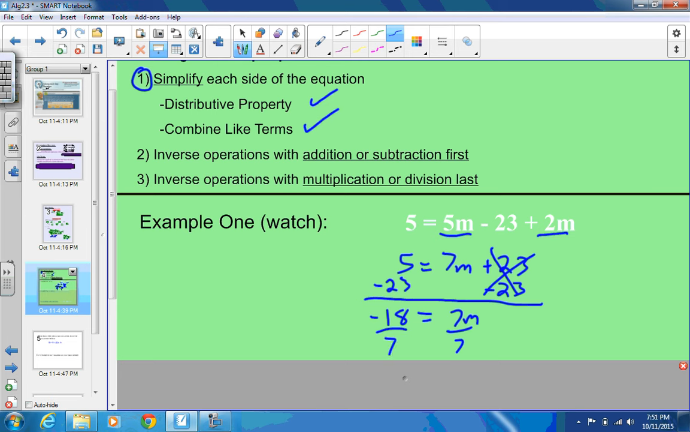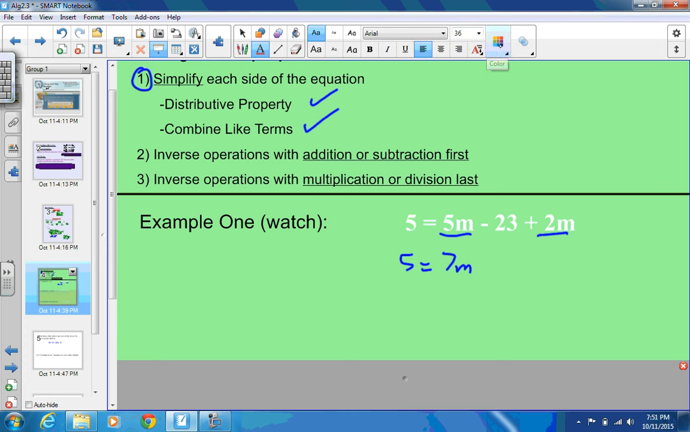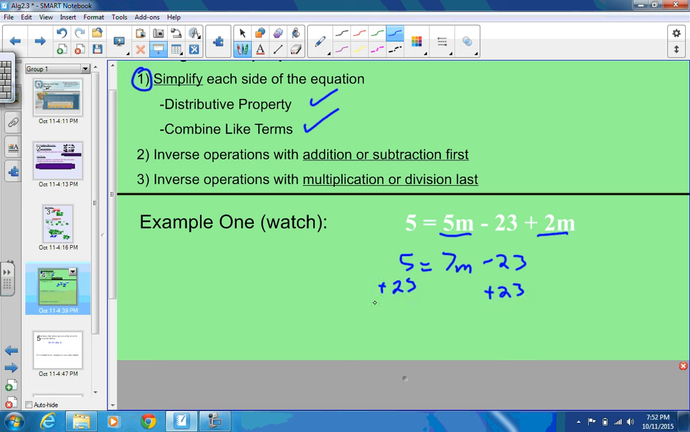Oh, I know what I did wrong. Hopefully you caught my mistake. I'm going to erase all that, because guess what? I wrote this wrong. You've got to be careful. You might have noticed that I had ended up with something weird there. It would have been a weird fraction, but this is a minus 23 here. So that's what I did wrong. So I'd actually have to add 23 to both sides to undo that subtracting. And then I get a nicer number. This is gone. 7m equals 28.